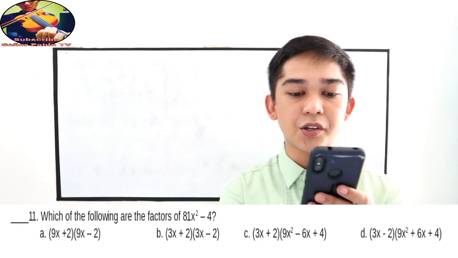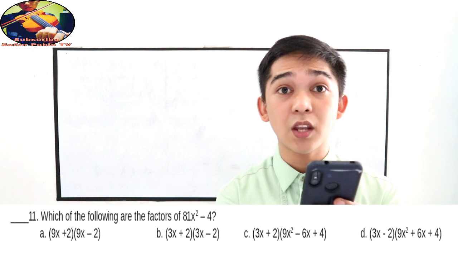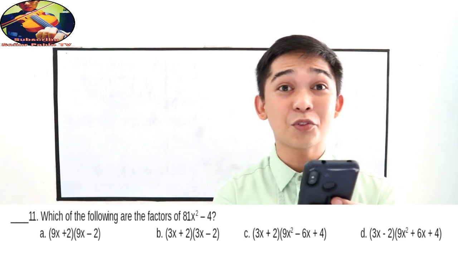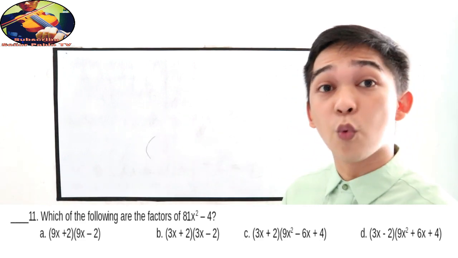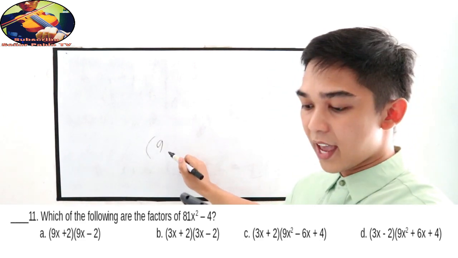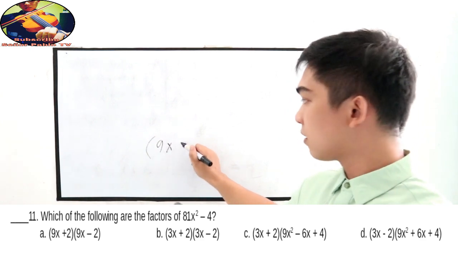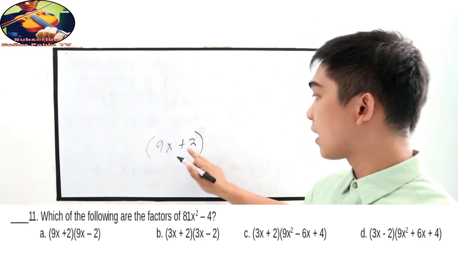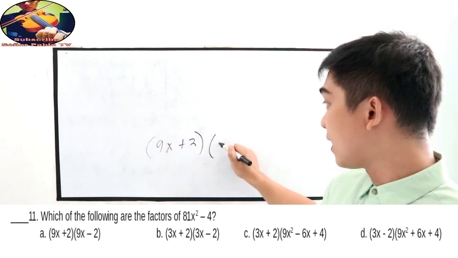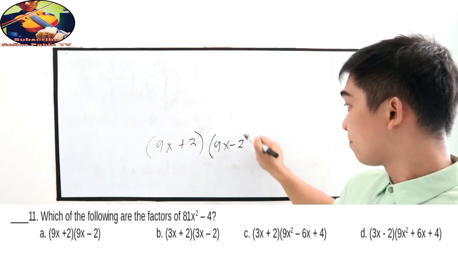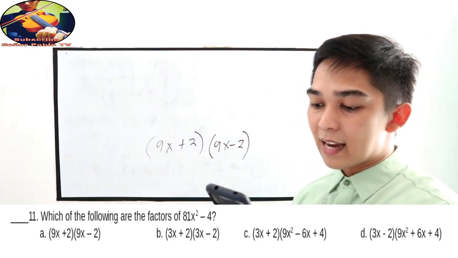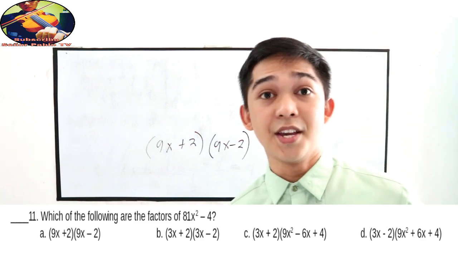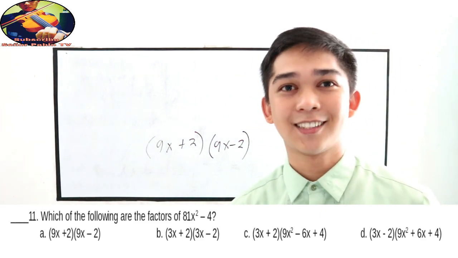Next, number 11. Which of the following are the factors of 81x squared minus 4? Difference of two squares. Factor lang yan ay square root of 81, 9, then x plus 2. Saan nakuha si 2? Square root of 4. Then, kopyahin lang, palitan lang yung sign. So, 9x plus 2, 9x minus 2. Letter A, as in apple.